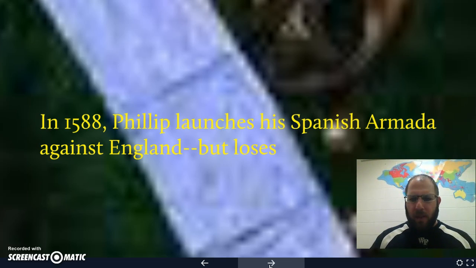It costs millions and millions of dollars. Now, they have the money coming over from South America into Spain, but it's not enough. As a matter of fact, it puts Spain into such debt, because they have to take out more loans, that it carries almost into the 1980s. All right, literally 400 years later, Spain was still repaying the debt from the Spanish Armada.